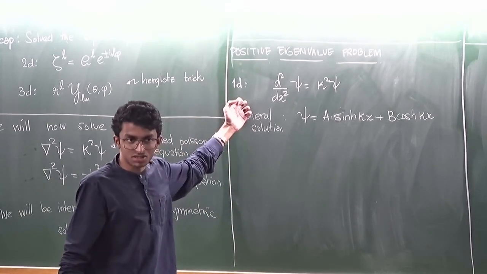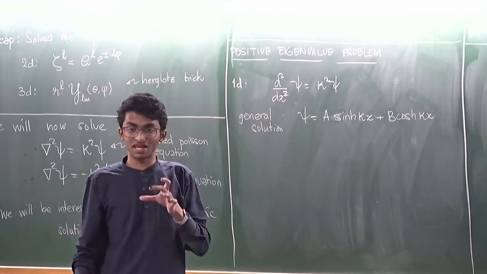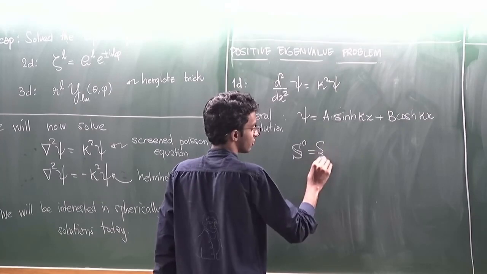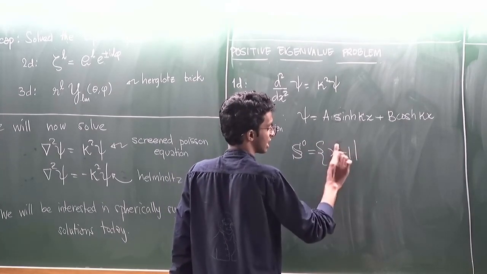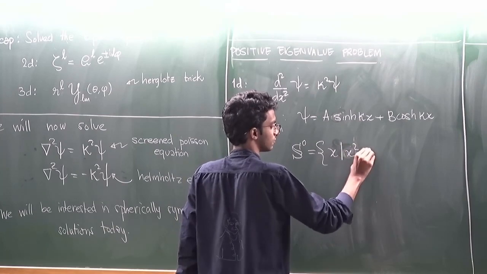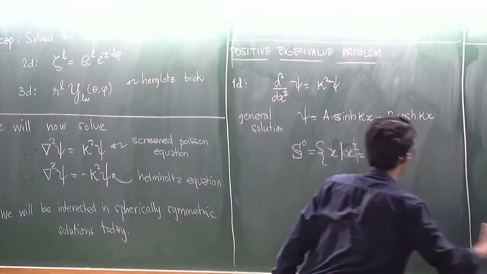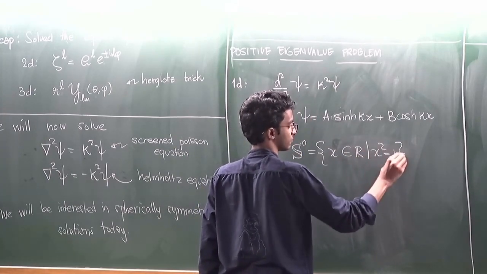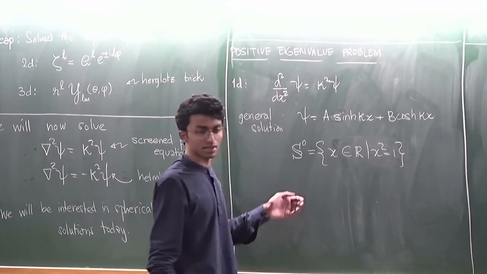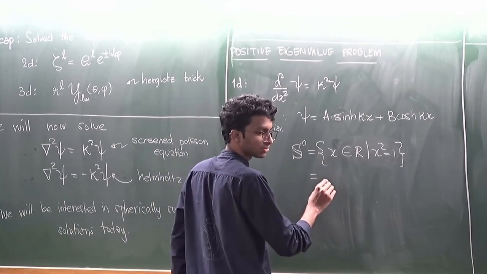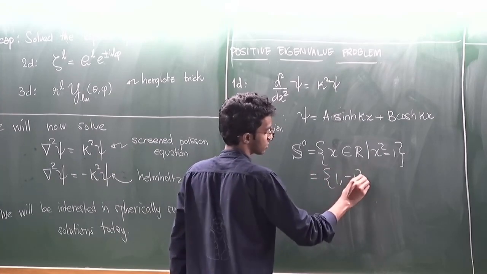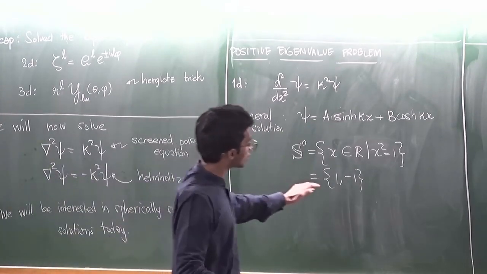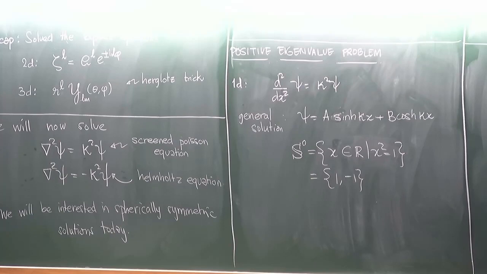So naturally, in one dimension, I want a solution that's invariant under the action of S0. S0 is what? S0 is defined as x belonging to R such that x squared equal to 1. And there are only two different solutions of this, which are 1 and -1. So you want a solution that's invariant under this group action.